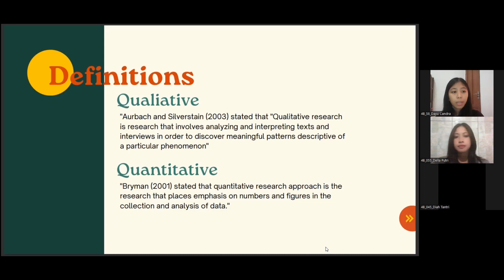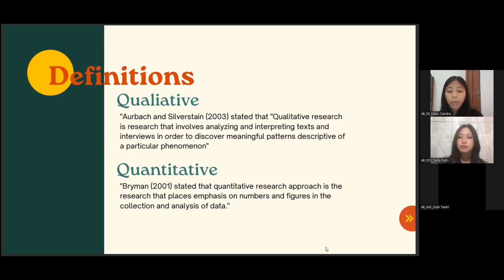So the definition of quantitative from the expert Bryman 2001 states that quantitative research approach is the research that places emphasis on numbers and figures in the collection and analysis of data, which means quantitative research is the systematic analysis of phenomena through the collection of quantifiable data and the use of statistical, mathematical, or numerical analysis of data collection. Researchers typically use quantitative data when the objective of their study is to assess a problem or answer the what or how many of the research question. Alright, that's all the quantitative definition from me.